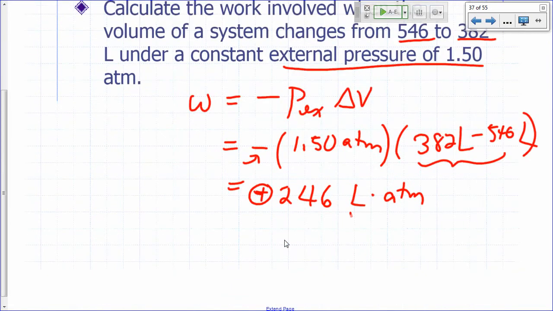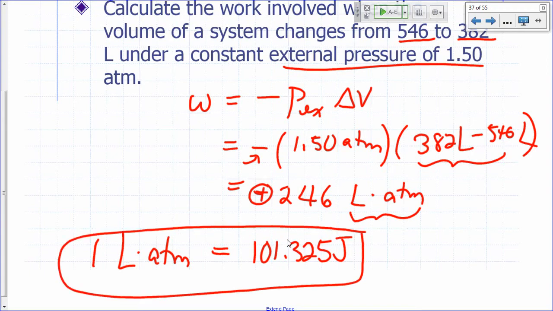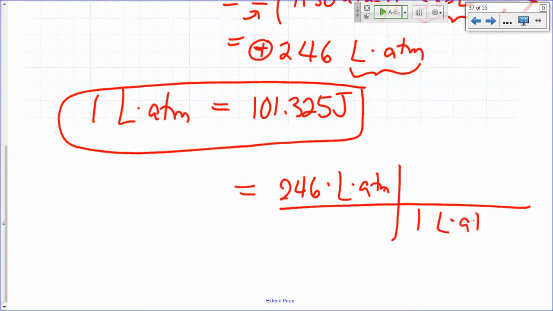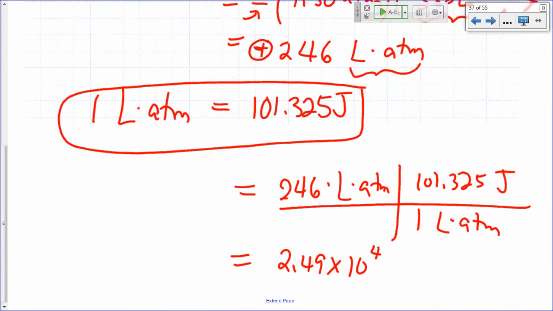So a pressure unit times a volume unit, liter times atmosphere, is a unit of energy. What is that in joules? You can show that 1 liter times atmosphere is equivalent to 101.325 joules. So it's a good conversion factor to know. If we want to change this to joules, what would this be? 246 liters times atmosphere, and 1 liter atmosphere is 101.325 joules. So what would that be? Times 10 to the 4th joules.